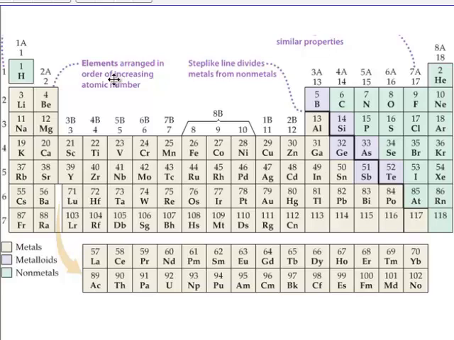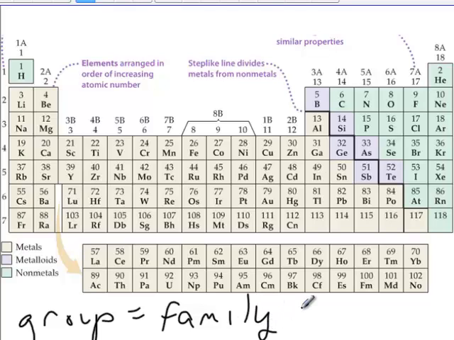One, you will notice, is that there are numbers 1, 2, 3, 4, 5, 6, etc., all the way up to 18. All these numbers are numbering columns, up and down groups on the periodic table. Now, columns on the periodic table have a name. The name of a column in the periodic table is a group. That's also called a family. Okay, that's a column.